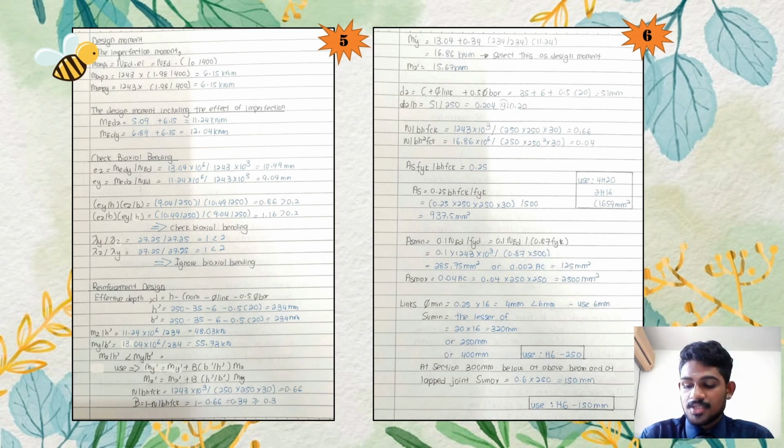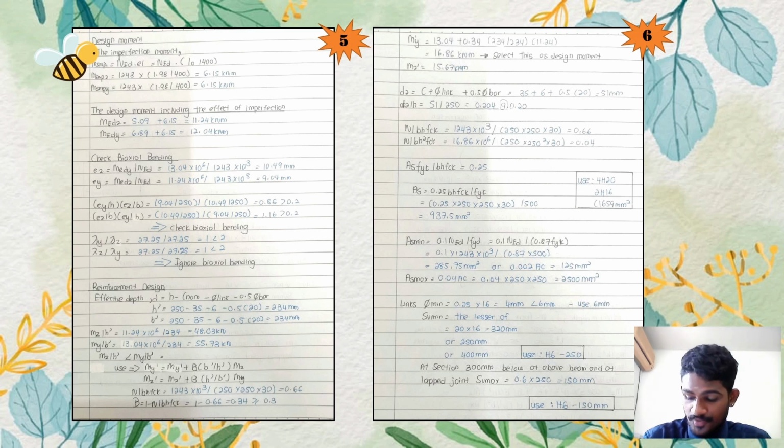So for the AS min, the value of AS min is 285.75 millimeter power of 2. And also, for the AS max value is 2500. Okay, for the link, the SV minimum is the lesser of 20 times bar diameter, 320 millimeter, 250 millimeter, or 400 millimeter. So for the main section, you need to use 6 millimeter. So the trial section is H6 to 250.